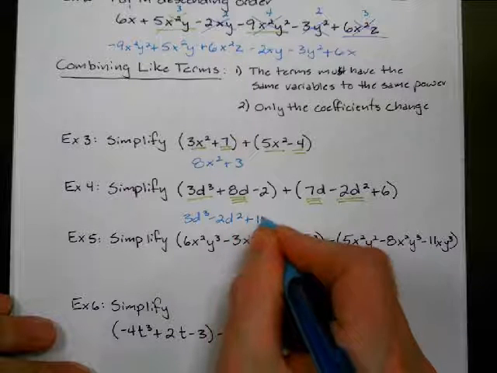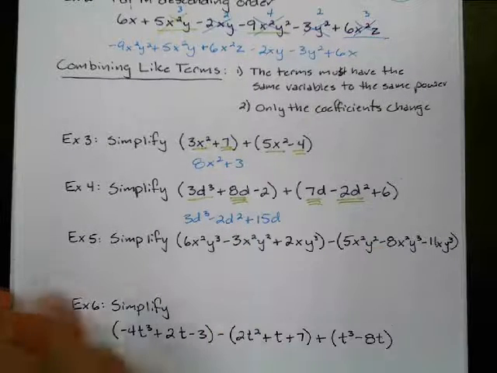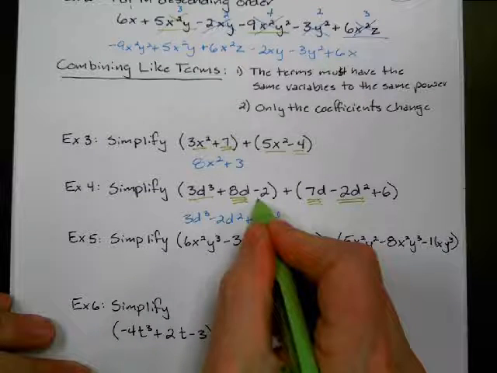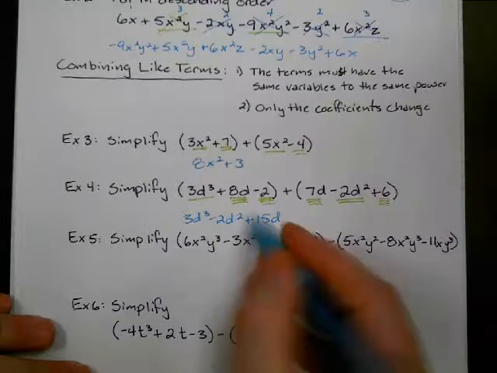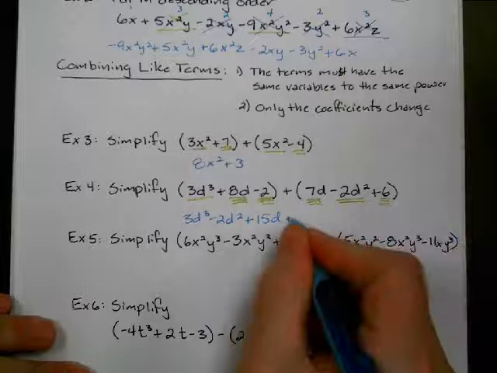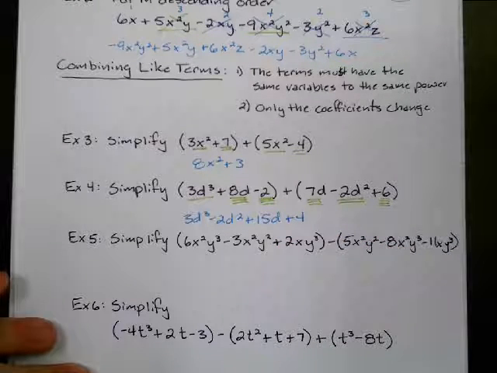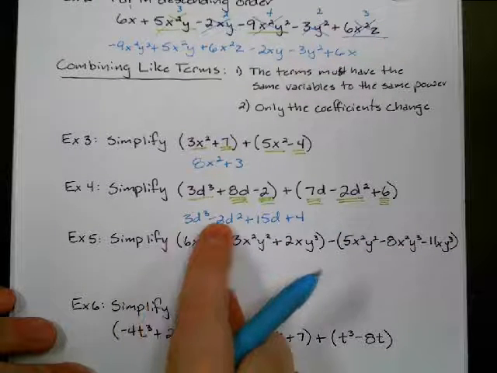Sounds like a song. All right, lastly, I've got constants, 1, 2, 3, 4, and 1, 2, 3, 4. So I've got negative 2 and 6, so I get positive 4 right there. It's in descending order. Look at that, it's beautiful. 3, 2, 1, no variables.